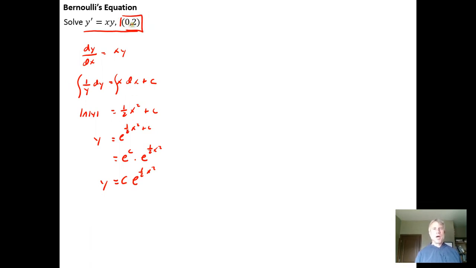When x is 0, y is equal to 2. So we plug in the 2. We get c e to the 0 squared times 1/2, which is all going to be 0. And then we recognize that e to the 0 is just 1. So we get 2 equals the constant. And then we update our model with the constant. So we get 2e to the 1/2 x squared. And that's how we've been doing it.